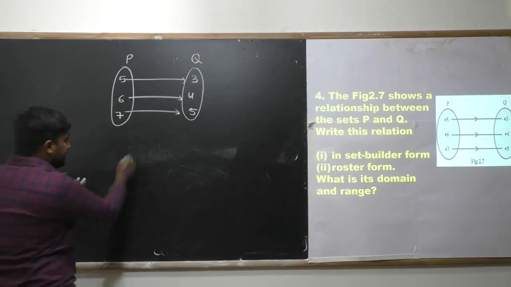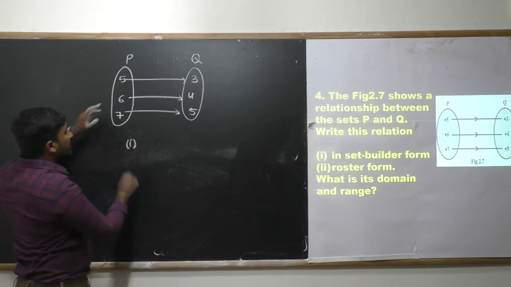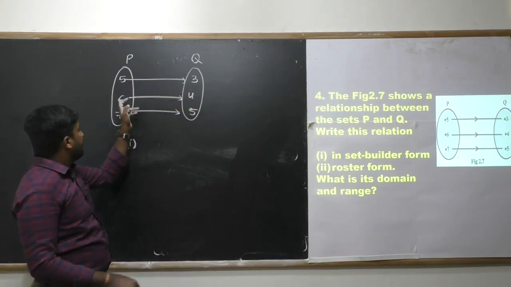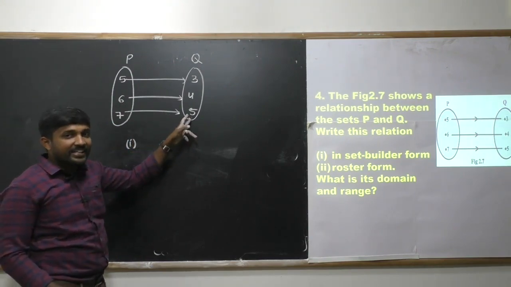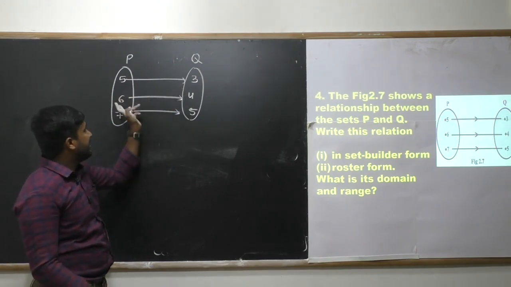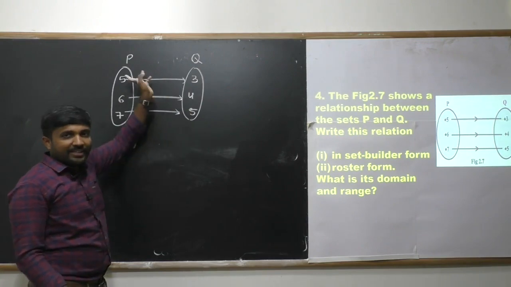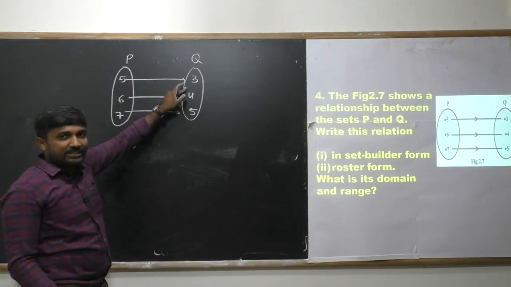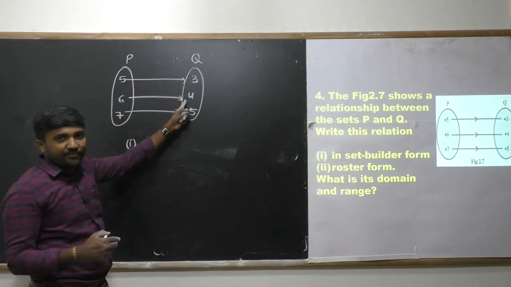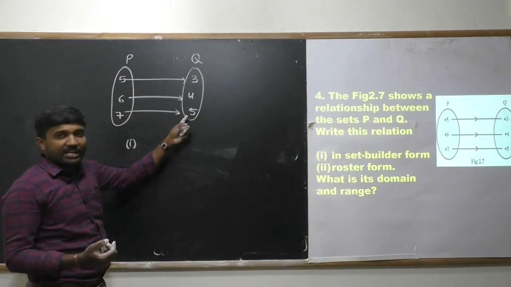Okay, how to write this relation R in set builder form? 5 maps to 3, 6 maps to 4, 7 maps to 5. In the condition, between 5 and 3, 6 and 4, 7 and 5, the difference between 5 and 3 is how much? 2. The difference between 6 and 4 is 2. The difference between 7 and 5 is 2.